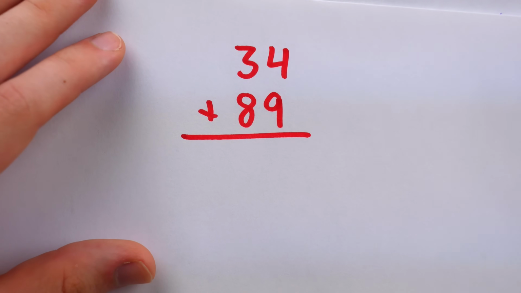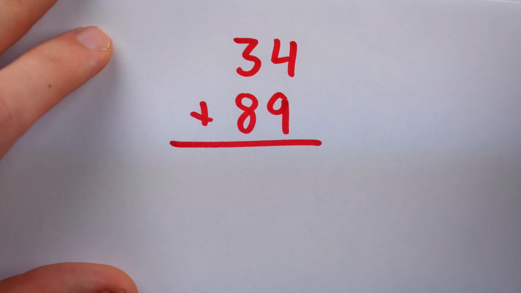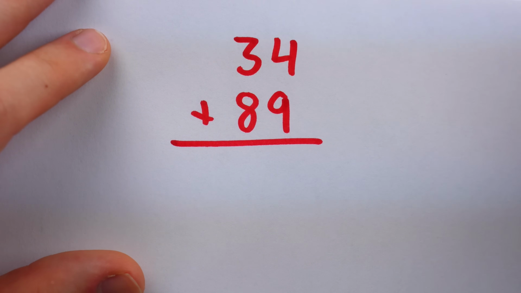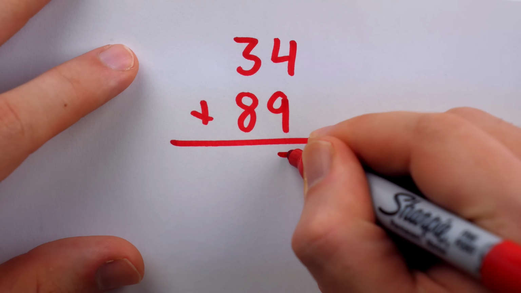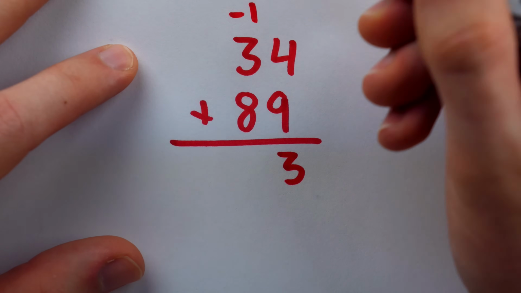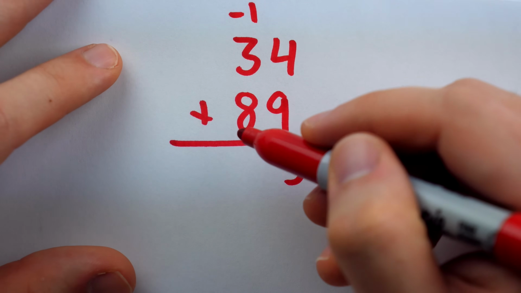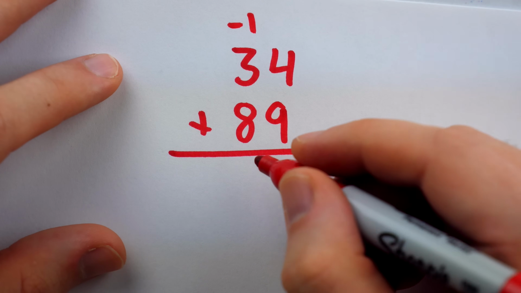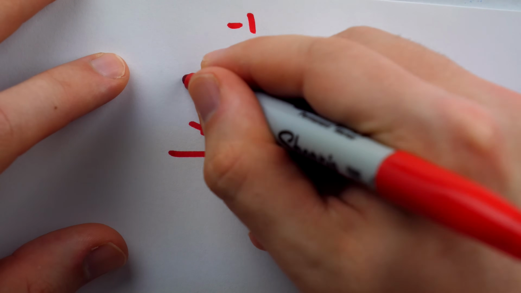If we carry out this Negadecimal addition with the negative carries, we will get the correct answer. 4 plus 9 is 13, so we have 3, carry a negative 1. Negative 1 plus 3 is 2, plus 8 is 10, so put down a 0 and carry a negative 1.